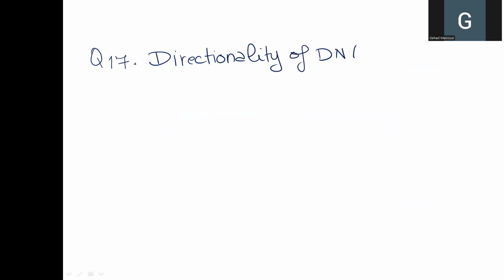And now we move on to the next question, which I think is question 17 or question 18. And that question says we will be talking about the process of DNA replication. And the question says directionality of DNA influences replication.